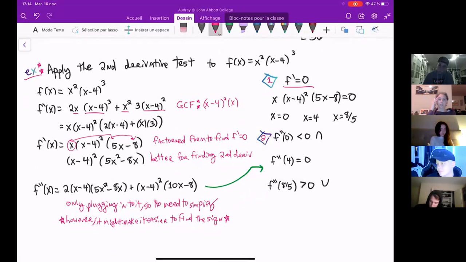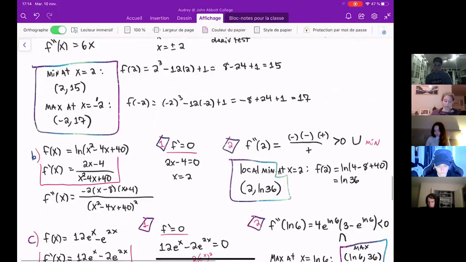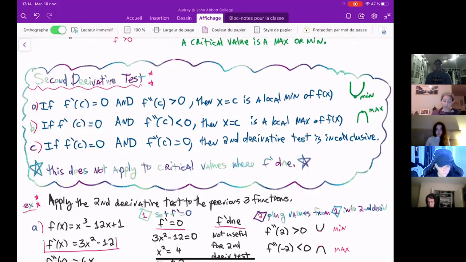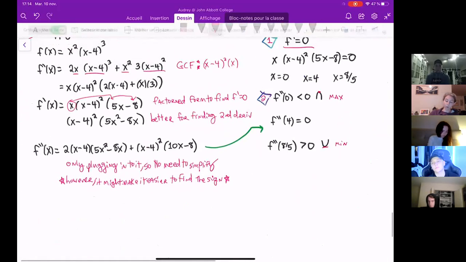We're going to answer that in just a second, Kiana. In the first one, is 0 a max or a min? Max. That's a max because it's concave down. And is 8/5 a max or a min? Minimum. That's a min because it was concave up. I'm going to bring the second derivative test up for us to look at. It said that if the answer is 0 when we plug in, then the second derivative test is inconclusive. So in this case, we don't have anything to say about 4, just that it is inconclusive.